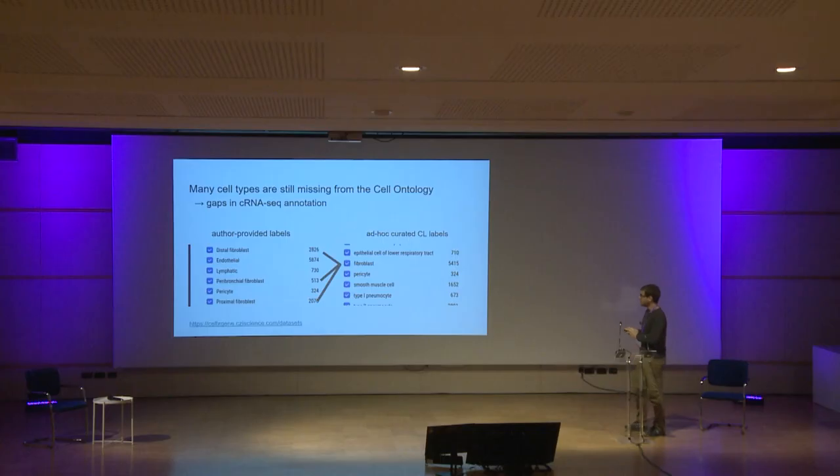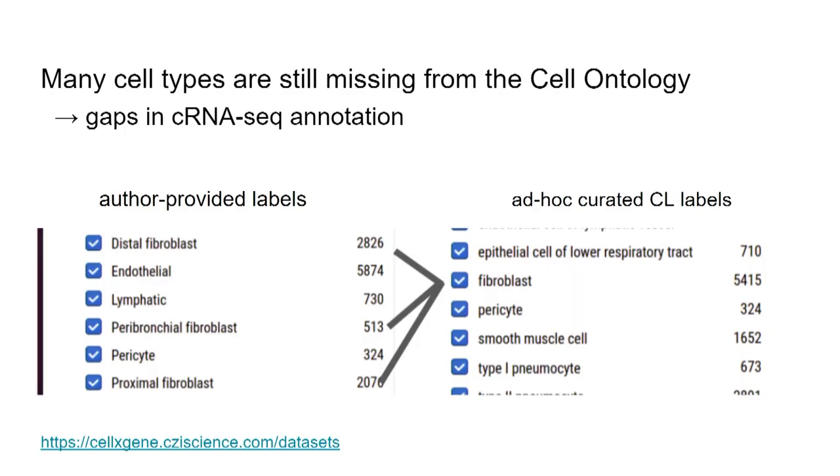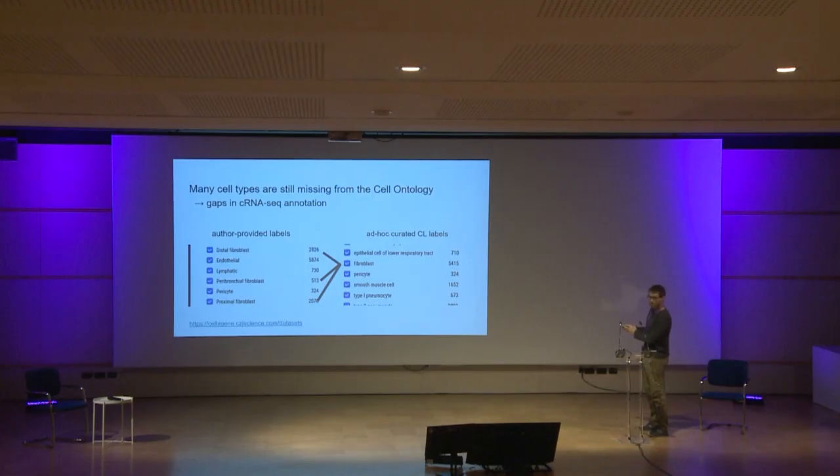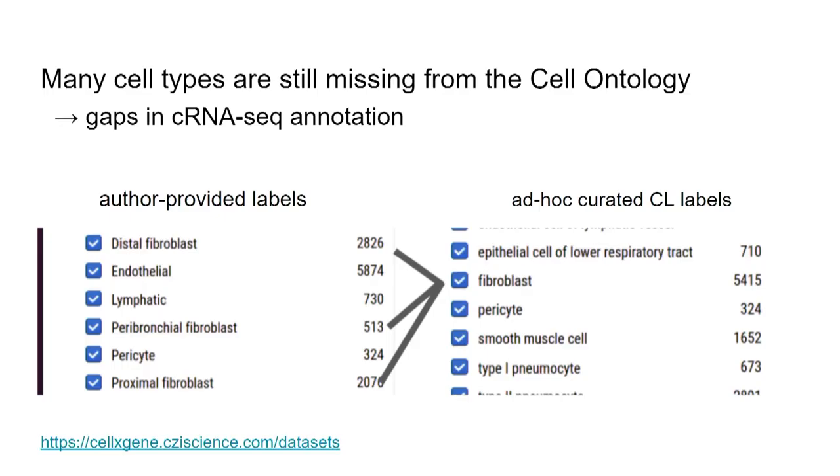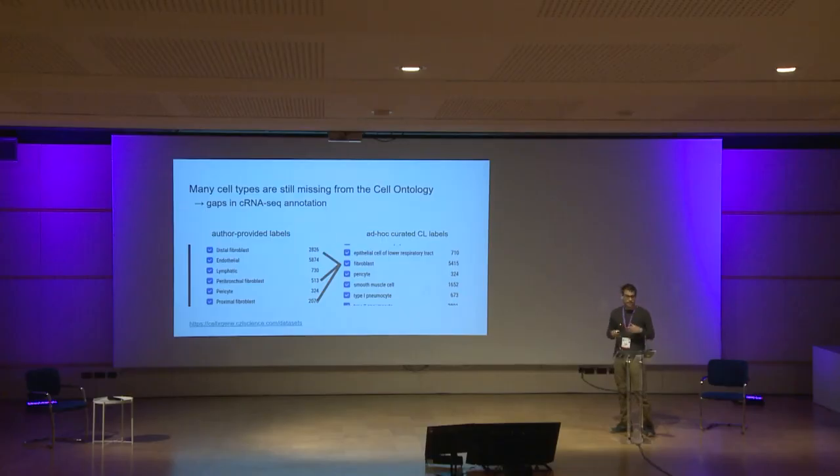Can I point? Yeah. This is an example from the Cell by Gene platform and one data set that they had there. The data set has auto-provided labels, and you can see distal fibroblasts, peribronchial fibroblasts, and proximal fibroblasts, whatever that means. And when they annotated that to CL labels, they had to chunk all of that into fibroblasts because they couldn't find a term in CL that corresponded to that, so they used the next upper term. And that leads to gaps in single-cell RNA-seq annotation, and it's not as good as it should be.